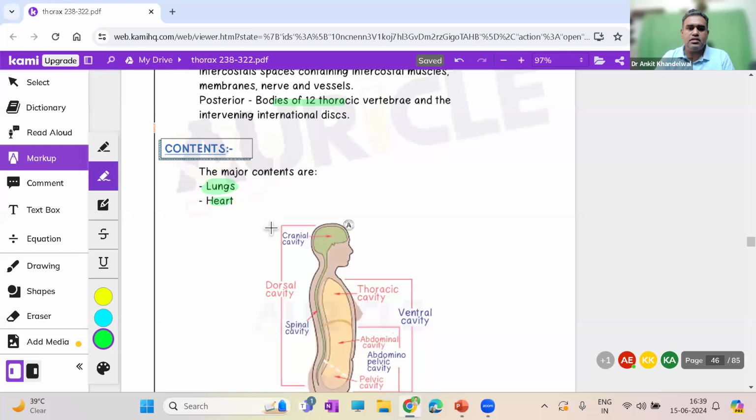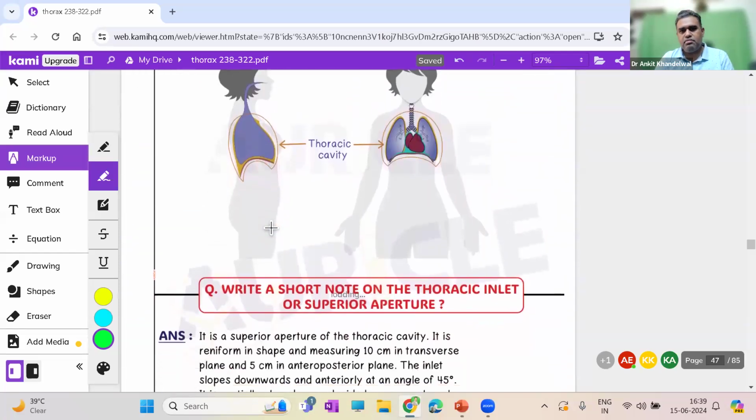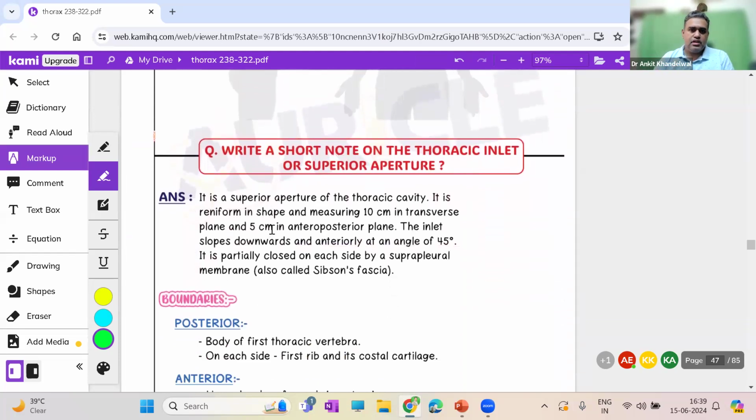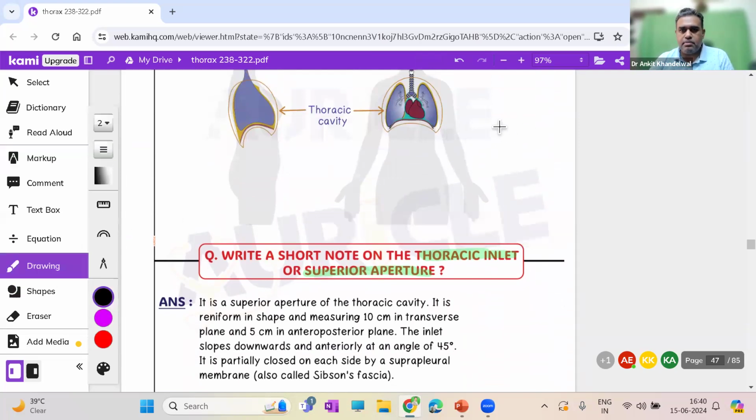Lungs, obviously, have more space over there. Okay, here you can see the thoracic cavity. Simple diagrams to understand. Now, write a short note on the thoracic inlet or superior aperture. Let me warn you over here. When you use the term thoracic inlet or thoracic outlet, I'm not confusing you. I'm just telling you a bit more detail so that you don't get confused later on. When we look at the thoracic cavity, okay, this is the thoracic cavity. This is, say, the upper opening of the thoracic cavity.